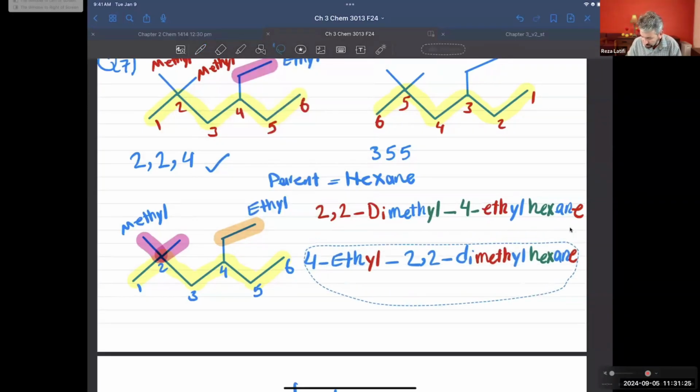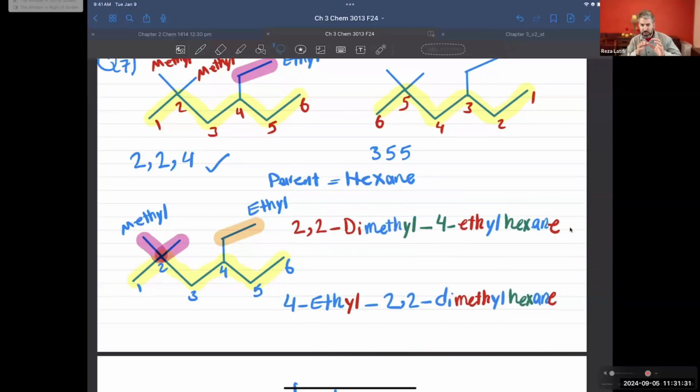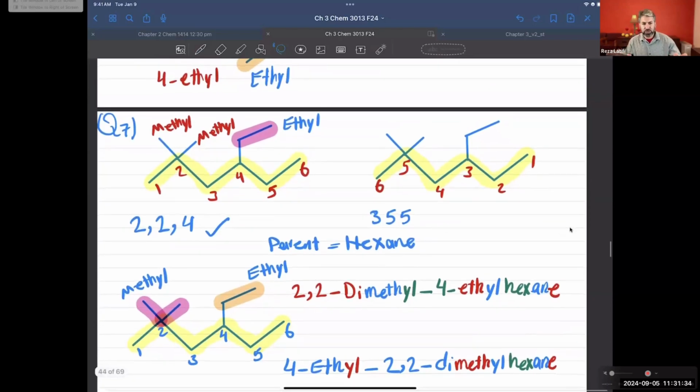So which one is going to be the correct answer? Let's pause for a second. Go back. We have 2 structures. We started labeling from the left side and got 2, 2, 4. We didn't care what the name of the substituent was. We start labeling from the right side and we got 3, 5, 5. Why 5, 5? Because on the 5th carbon I have 2 methyls. And the same story for 2, 2: on the 2nd carbon, I have a methyl and a methyl. So I got 2, 2, 4 versus 3, 5, 5.